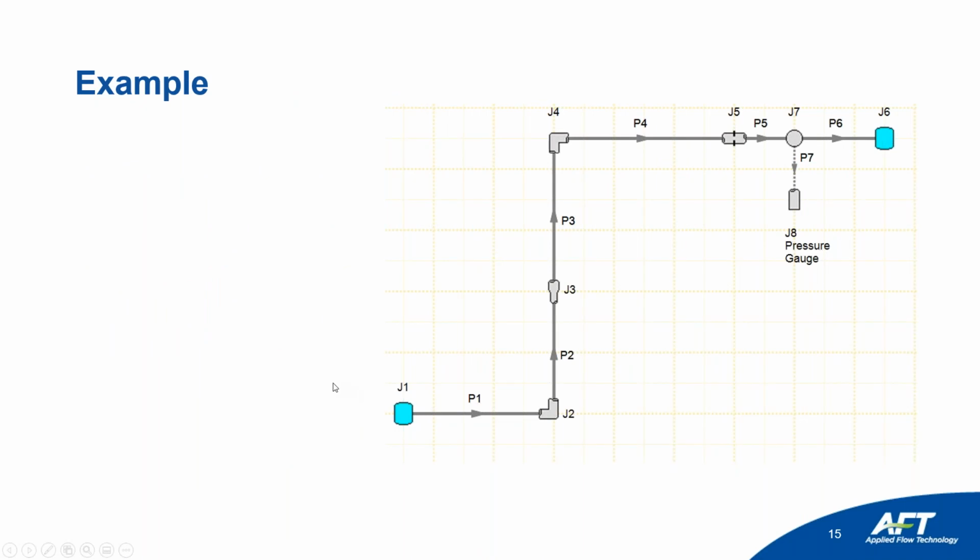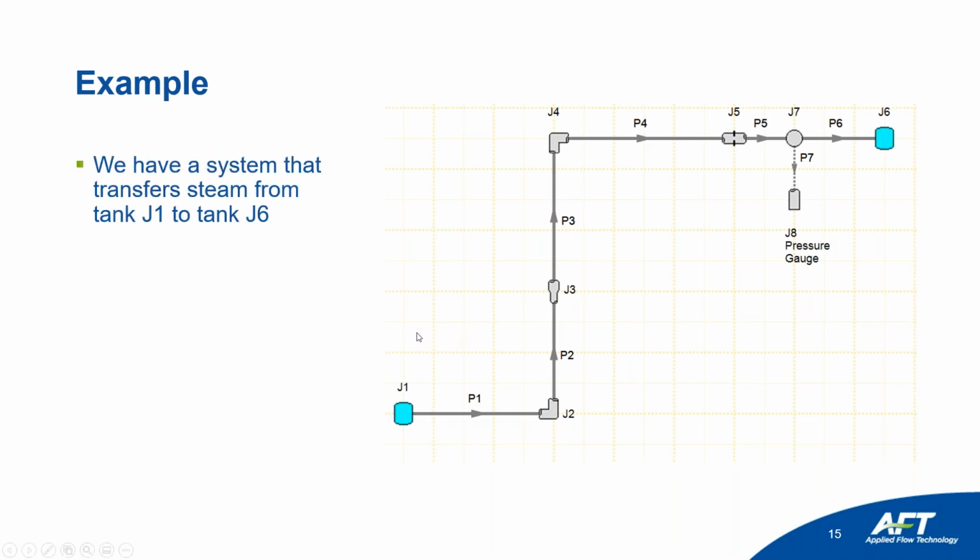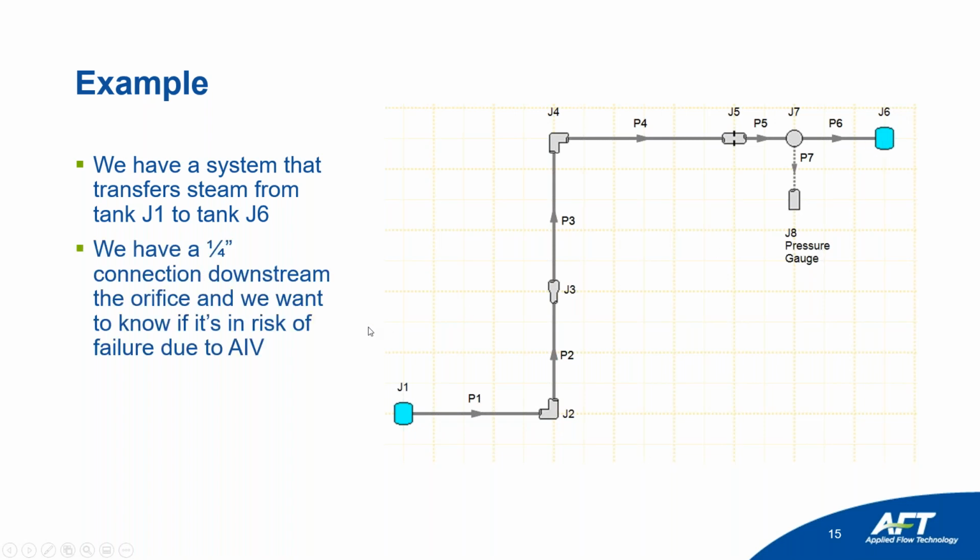So let's start an example of using the new AIV spreadsheet to calculate the LOF for acoustic induced vibration, AIV. We have a system that transfers steam from tank J1 to tank J6. We have a 1/4 inch connection downstream of the orifice, and we want to know if it's at risk of failure due to AIV. Here's the connection. It's a pressure gauge in connection J7.